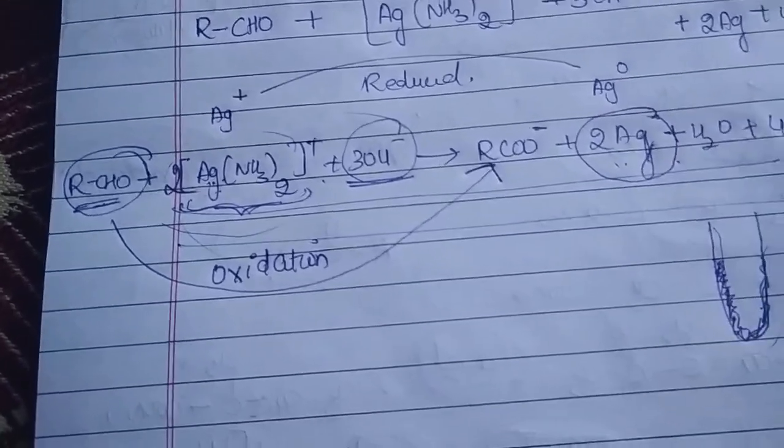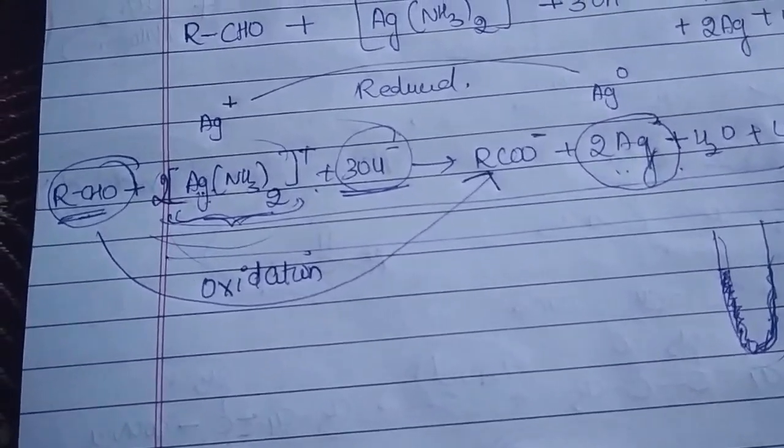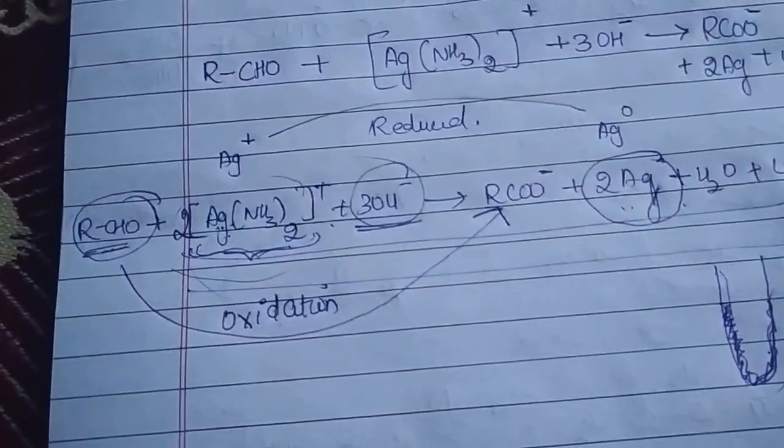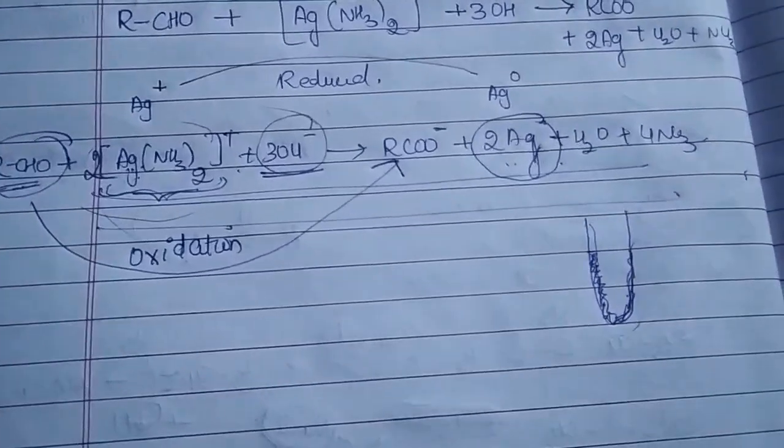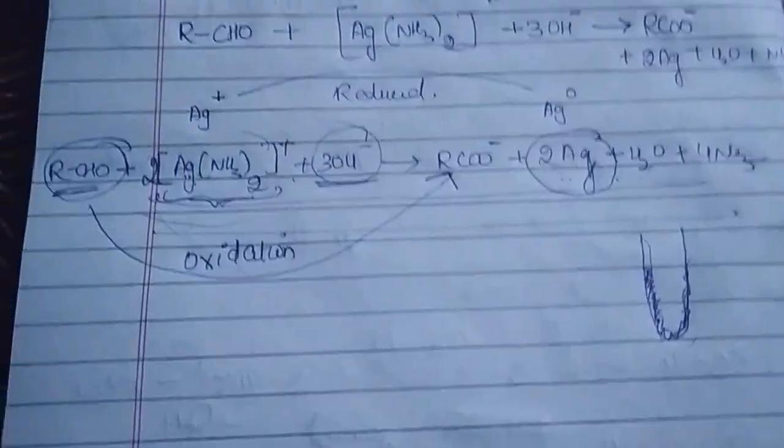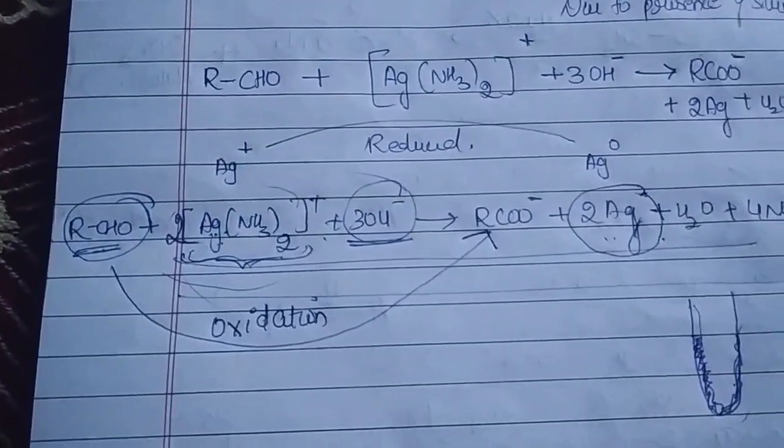Recall when you treated your alcohol with alkaline KMnO4, potassium permanganate, a strong oxidizing agent. So you have oxidized alcohol directly to the carboxylic acid.